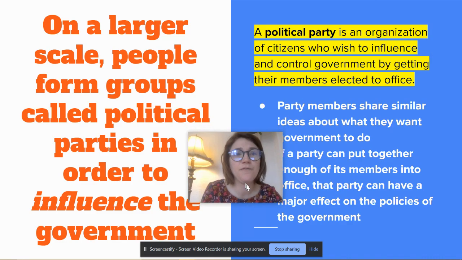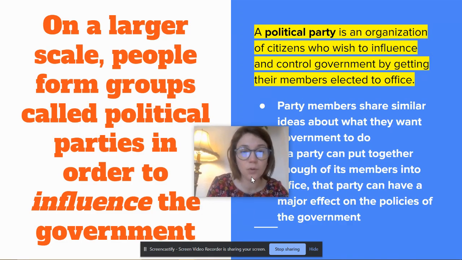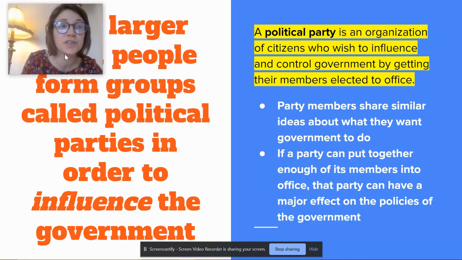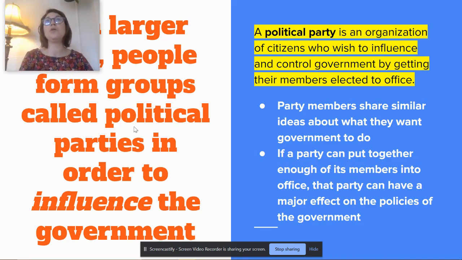On a large scale, people form groups called political parties in order to influence the government. Okay, so that's what I was just saying, right? We form these parties because we want the government to do things for us, okay? The party is an organization of citizens who influence and control government by getting their members, their teammates, elected into office. Party members share similar ideas about what they want the government to do, right? So if you're a party member, you believe in the party's ideas. And the goal is that if the party can put together enough of its members into office, that party can have a major effect on the policies of government.